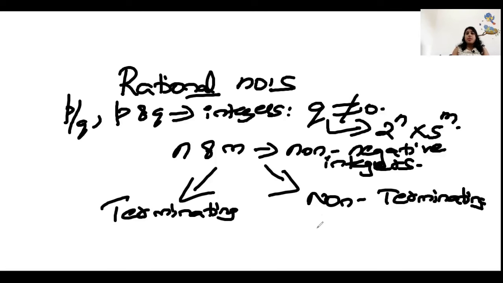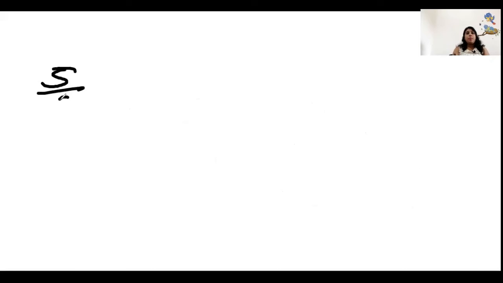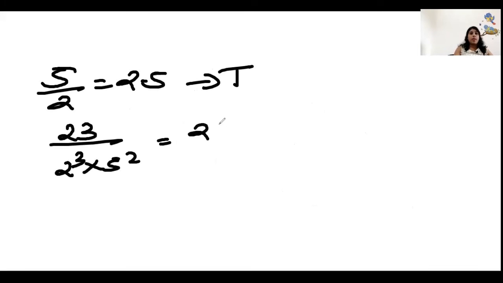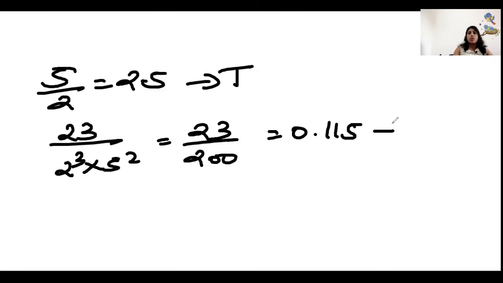For example, if I am saying 5 divided by 2, it is what? 2.5. It is ending at a point, so we can say it is a terminating rational number. Taking the next page, 5 divided by 2, I said it is 2.5, which is terminating. And one more problem we have done, 23 divided by 2 cube into 5 square, that is 23 divided by 200. We got the answer as 0.115. It ended, so that is also a terminating rational number. These both are terminating rational numbers.